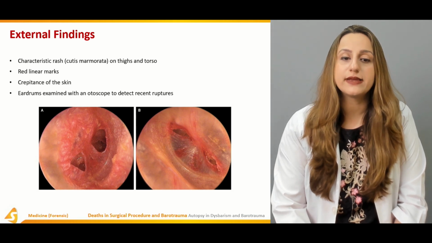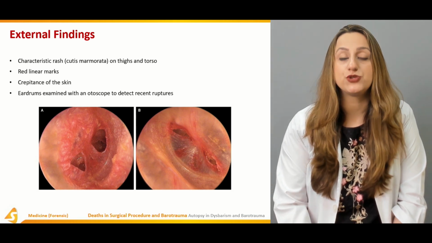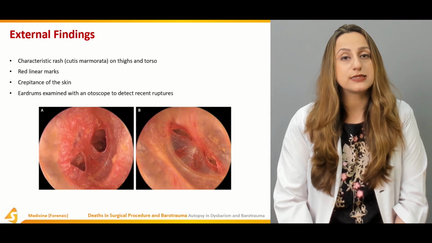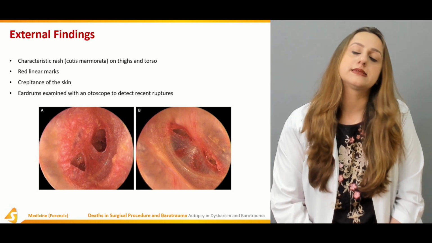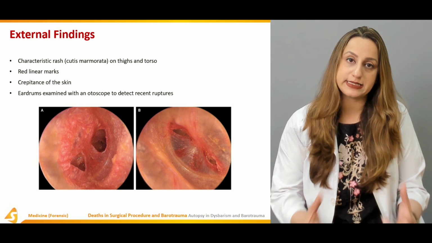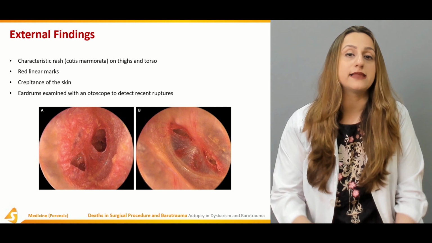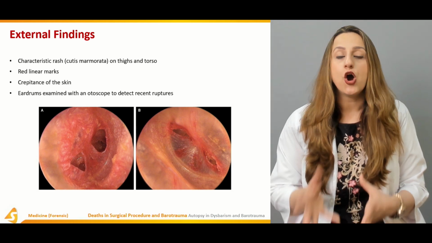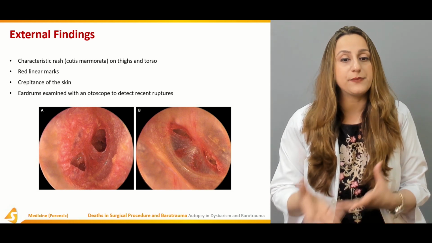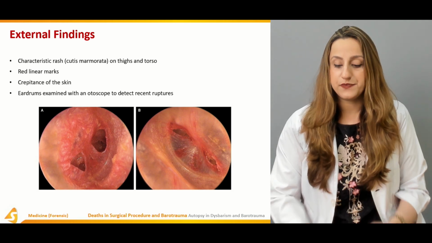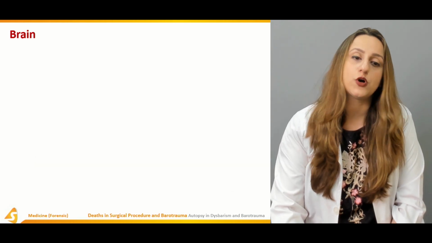So the eardrums are examined with an otoscope to detect recent ruptures, because as already emphasized, the skin basically undergoes overextension, and the eardrums can be damaged or traumatized, and middle ear infections can be found, or the membrane can even be ruptured. The tympanic membrane can be ruptured after such a barotrauma has been observed.